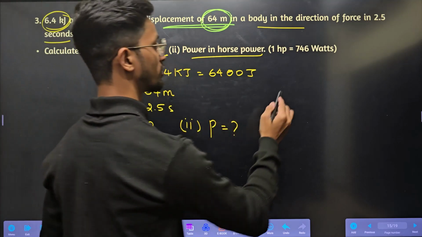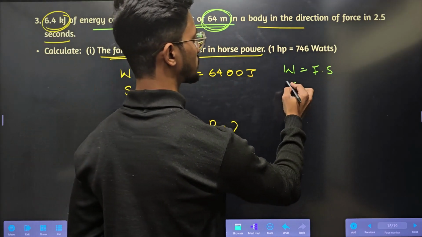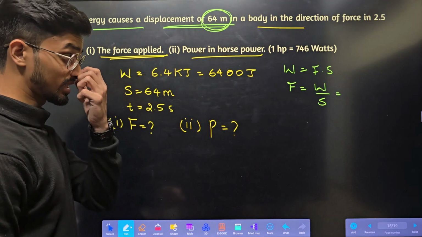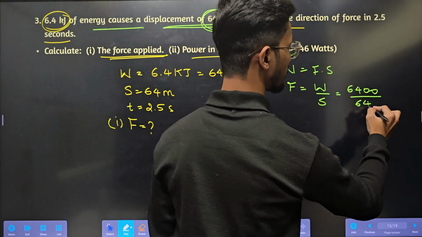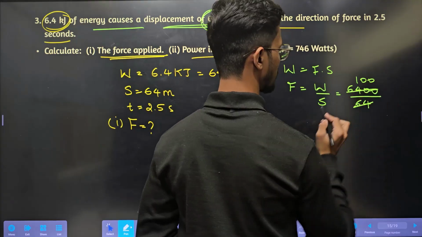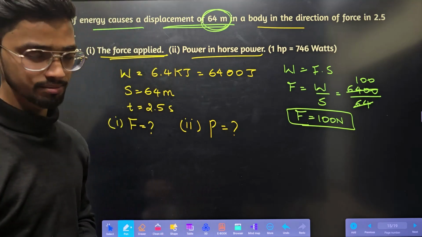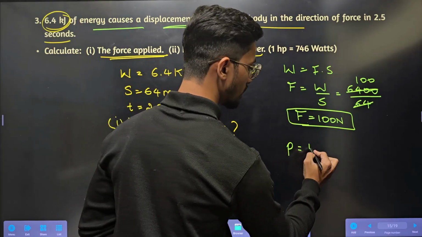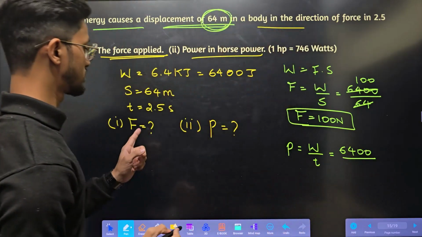What is the formula for work? Work is force into displacement. So force will be work by displacement. Work is 6400, displacement is 64. So 64 into 100 is 6400, and force is 100 Newton. We got to know the force. We need to find power. Power is work done by time. Work is 6400, my time is 2.5.